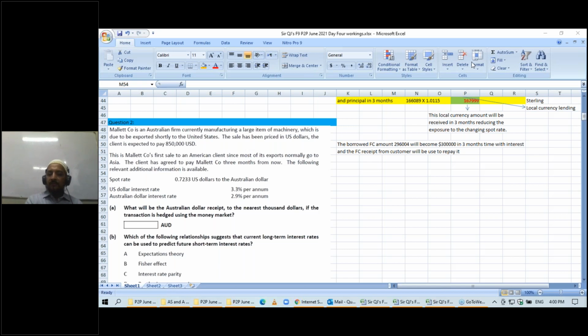Today is day 5. Today is our last day, and today's topics are going to be some questions we'll be doing on risk management and some risk management concepts, and then we'll be moving on to the business valuation concepts and questions.